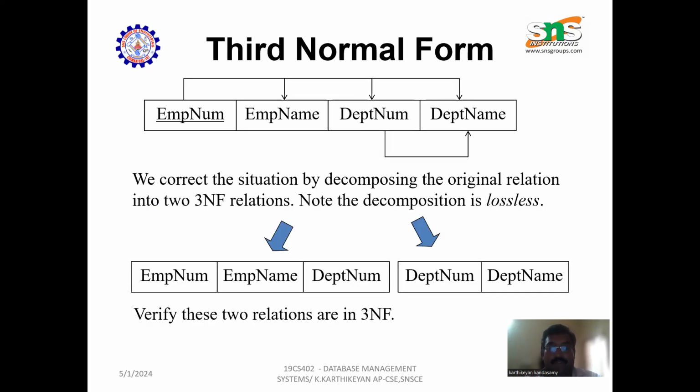So this is the process. First find employee number, employee name, and department number, department name. So department number determines department name. The same department number can belong to many employees; there is no other possibility. So we have divided it into two tables: employee number, employee name, department number; and department number, department name. This is called third normal form in normalization for database management systems.